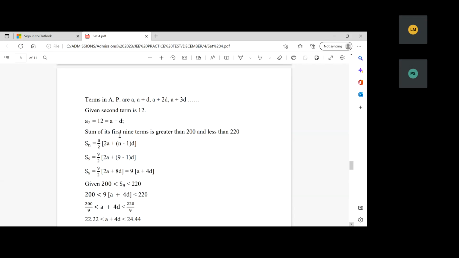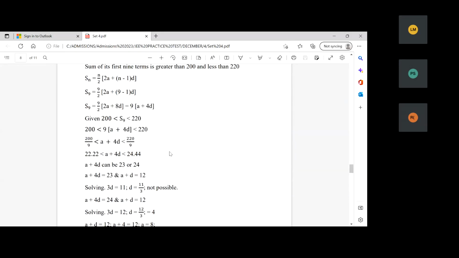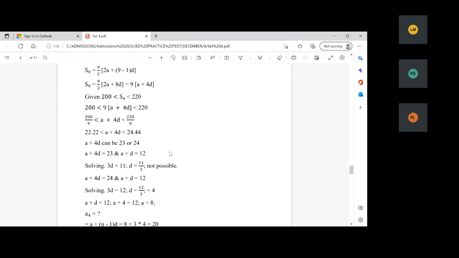Now what is the sum of its first 9 terms? N by 2 into 2A plus N minus 1 into D, which we can write as 9 by 2 into 2A plus 9 minus 1 into D. So which is 9 into A plus 4D. So the term has a range. It's greater than 200 and less than 220, the value. So you can just find out 2 to 3 values in the range.